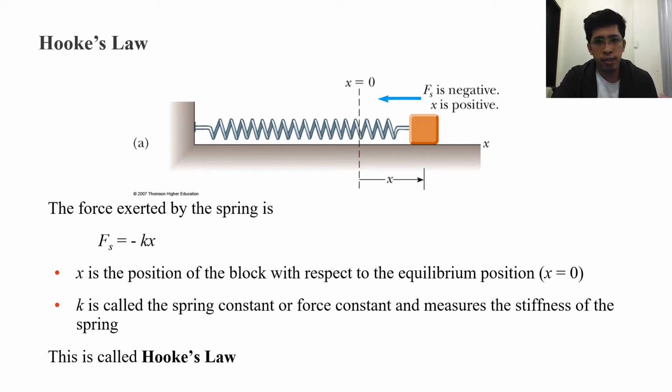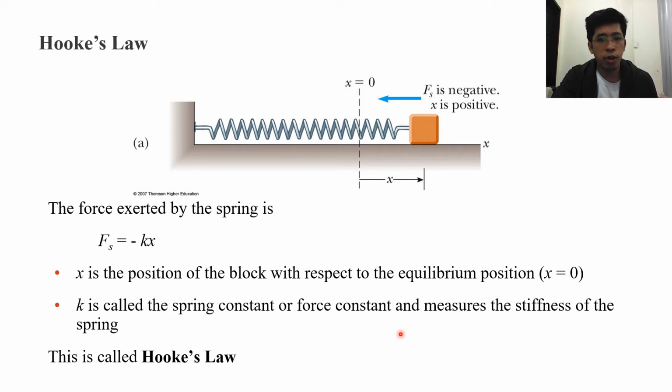As you see, if you stretch this block to the right, the force applied by the spring is negative. It is opposite to the direction of the force that you're applying, because again, it's a restoring force. It restores your system to its equilibrium position. Here, x is the position of the block with respect to the equilibrium position, that is, x equals 0. And k is called the spring constant or force constant and measures the stiffness of the spring.